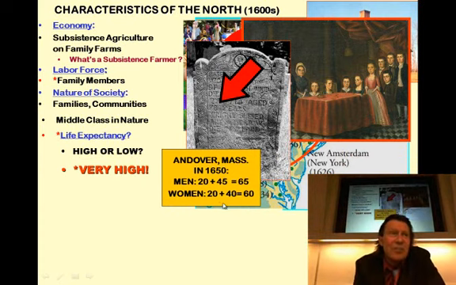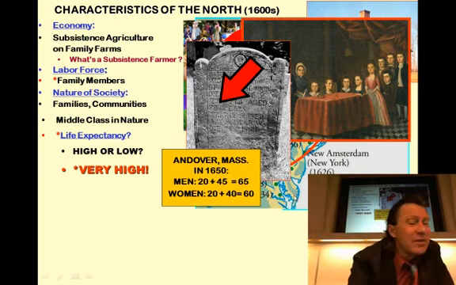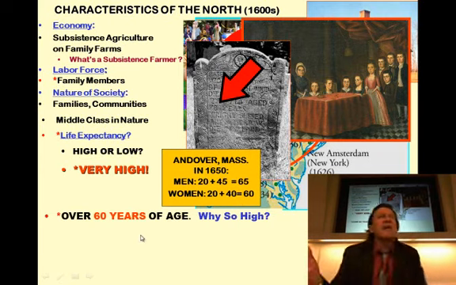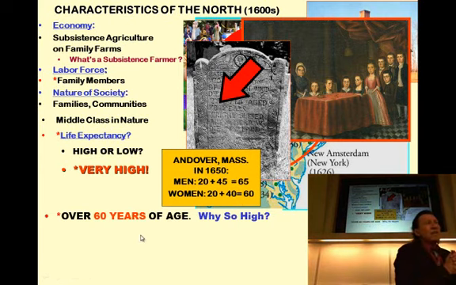This is a study done by some poor graduate student way back when in the 60s, doing the same thing, looking at real concrete evidence to see how long people lived, looking at church records and civic records. His conclusion, or her conclusion, was that if a man lived to 20, he'd live at least 45 more years. And these are low estimates. If a woman makes it to 20, she'll make it to at least 60 overall. So let's just say, here's your answer. How long is life expectancy in the New England colonies and the North generally? Over 60 years of age.